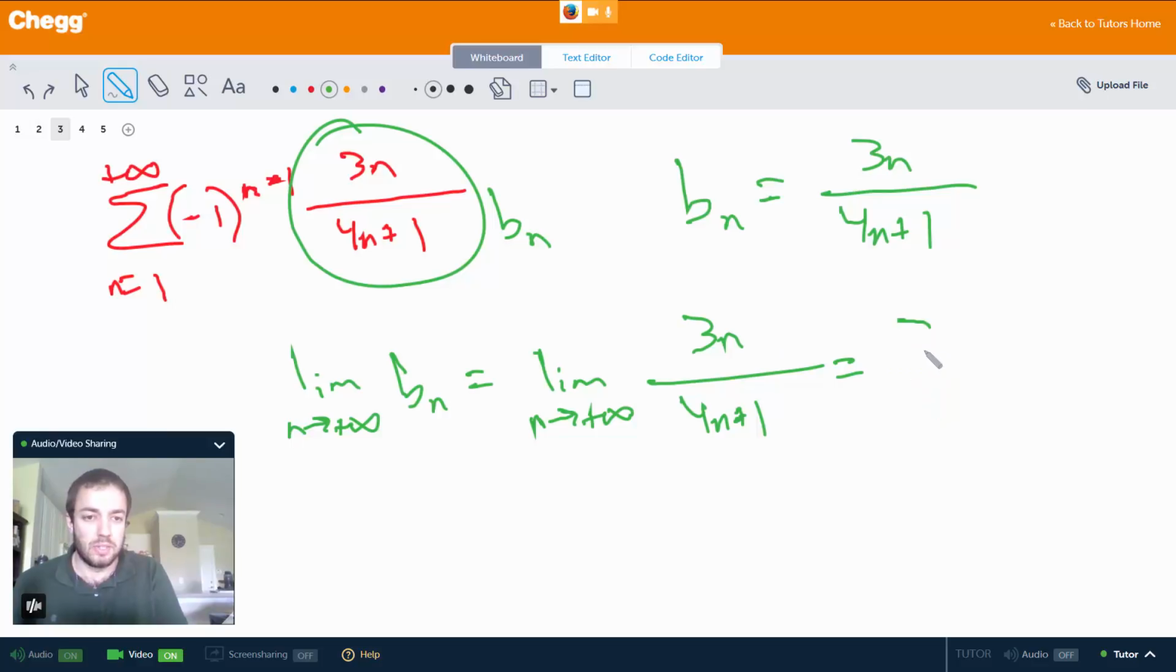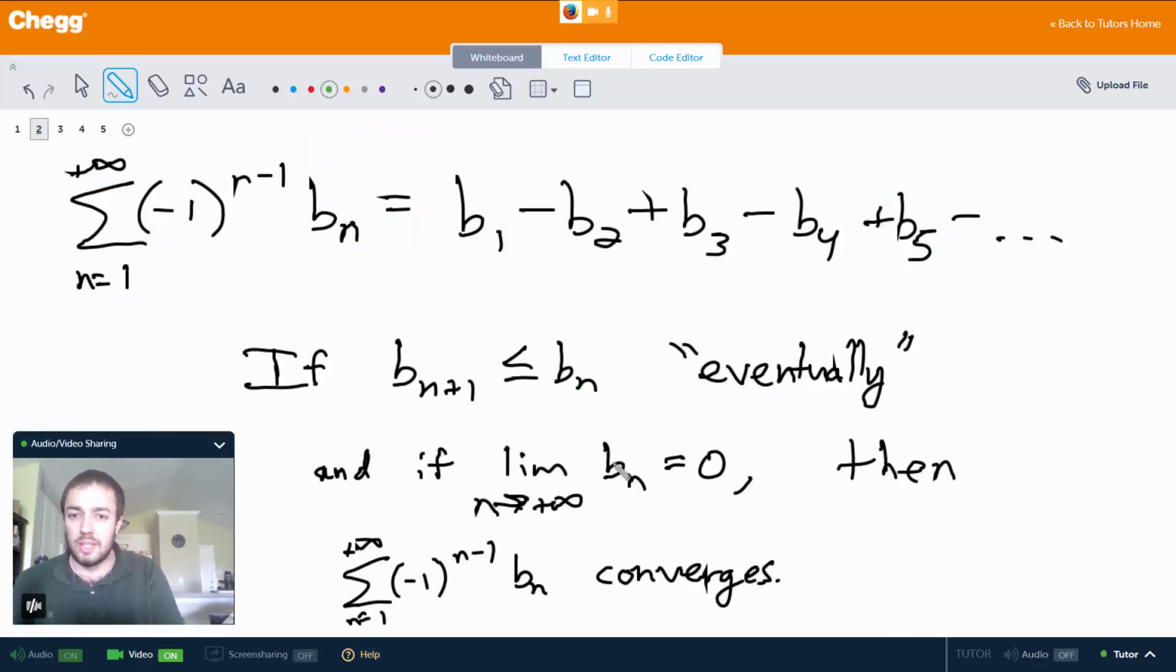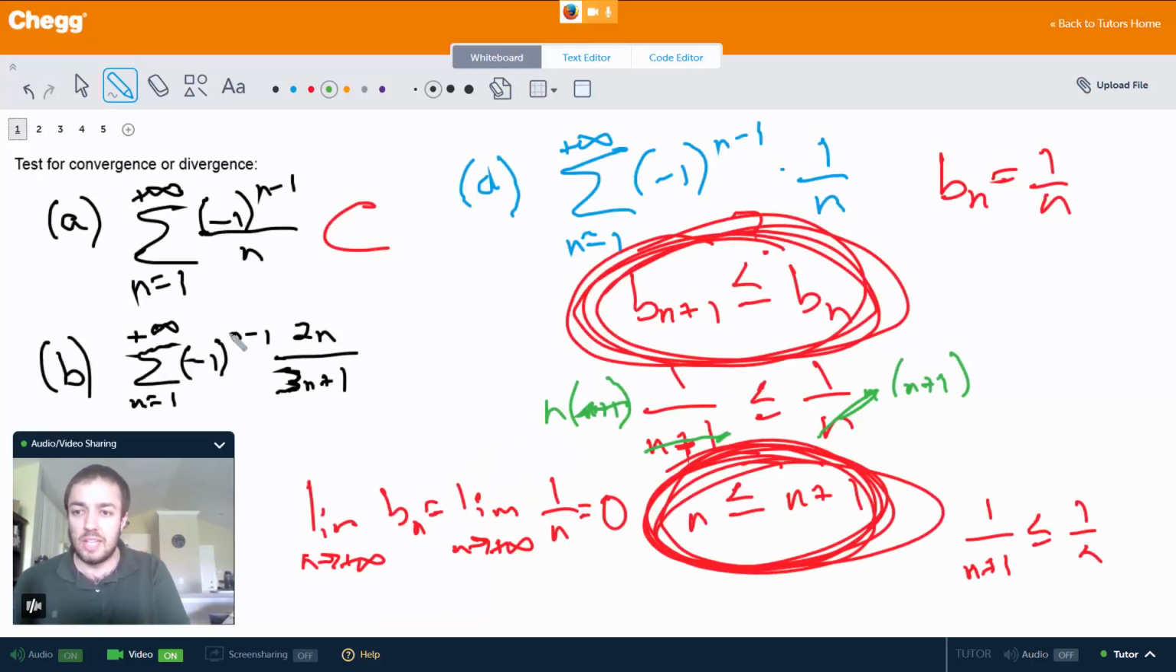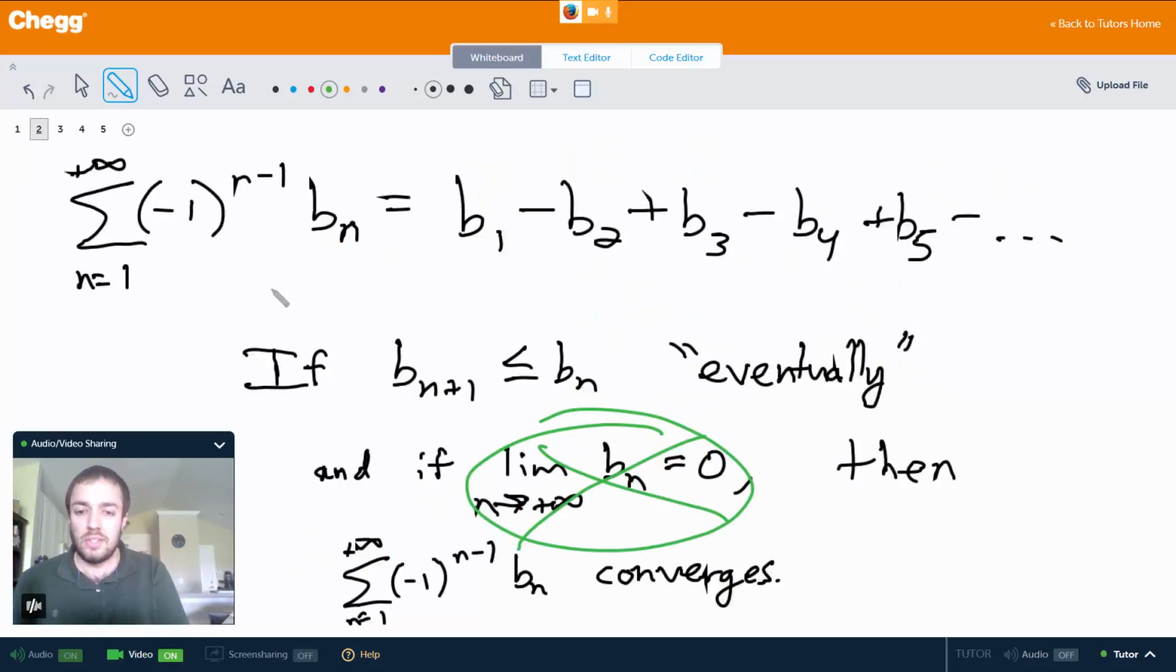Let's go ahead and make that easier to read. 3/4, and this is not 0. So what we see then is that this is actually not satisfied. Now we have to be very, very careful here. That doesn't automatically mean that the series diverges. Okay, it doesn't automatically mean that. All it tells us is that the alternating series test is not going to help us.